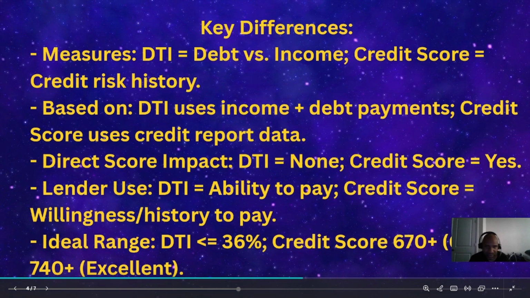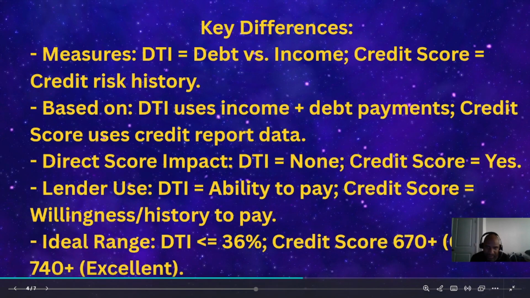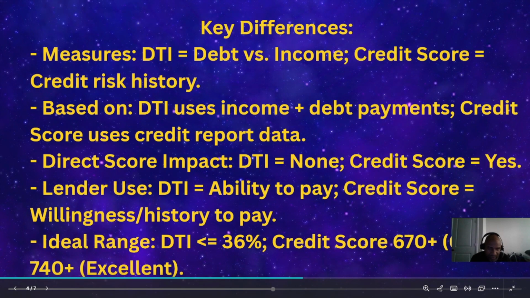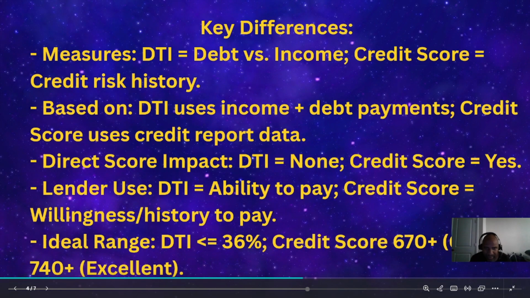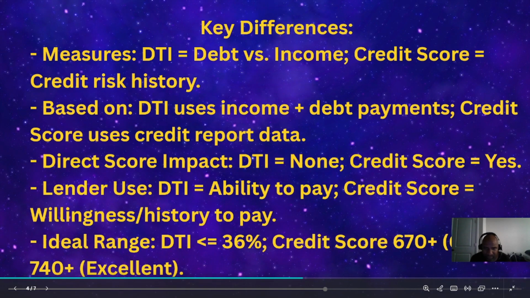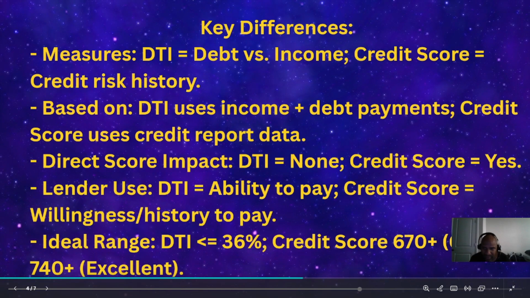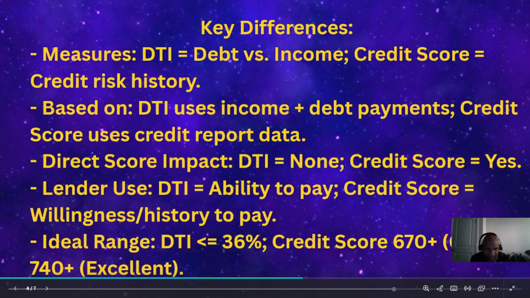Lenders use DTI equals ability to pay, credit score equals willingness and history to pay. Ideal range: DTI is less than 36%, credit score is 670 plus, which is good, and 740 plus, which is excellent.